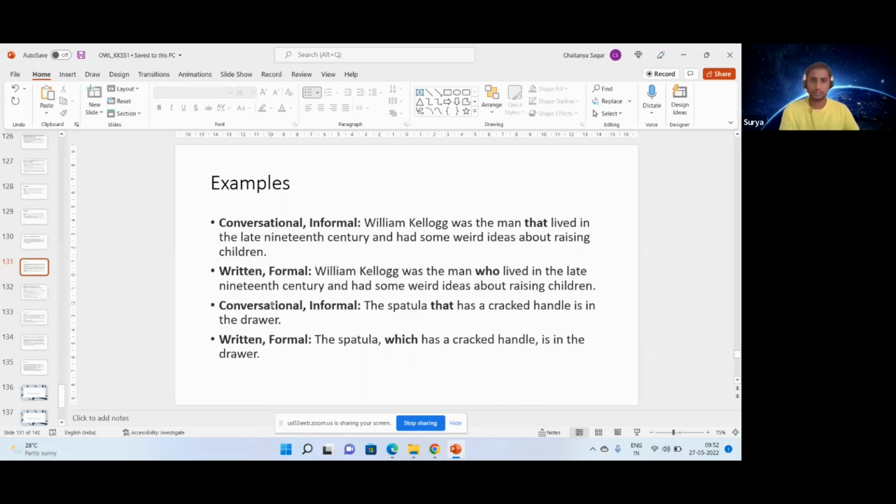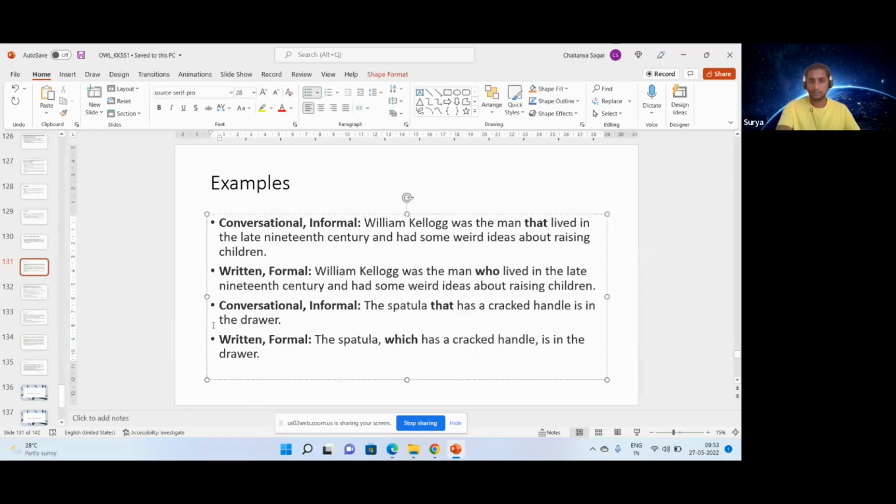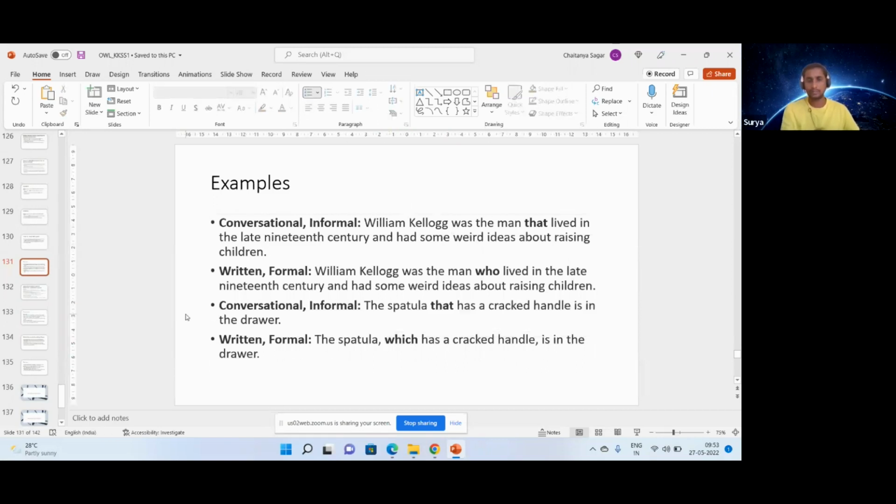Another example. In conversational, informal use: the spatula that has a cracked handle is in the drawer. In the written one, you'll say, the spatula which has a cracked handle is in the drawer. So which is talking about a thing, not a person. Same for who and which: that can replace them, but only in informal and conversational use. For written or formal usage, which and who give more adequate clarity to the reader, so that is the preferable one.